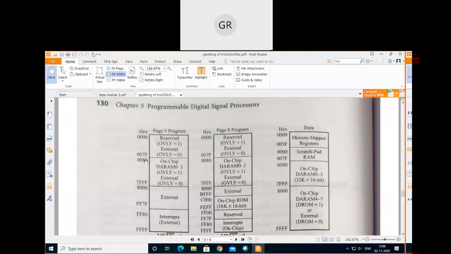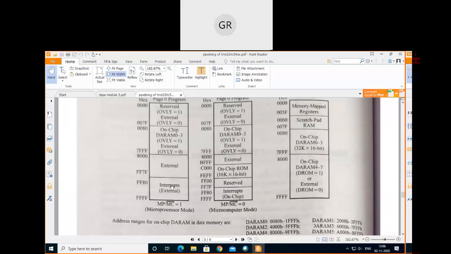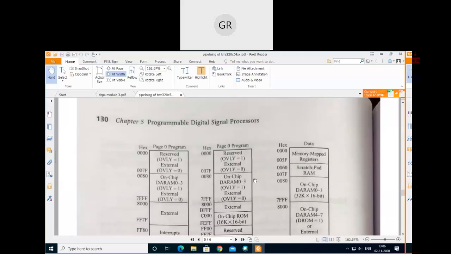Then 0080H to 7FFFH is on-chip DRAM when Y equals 1, otherwise 0. When Y equals 0, it's external. Here external purpose and interrupts. Here reserved and external, same addresses, 0000H to 007FH.